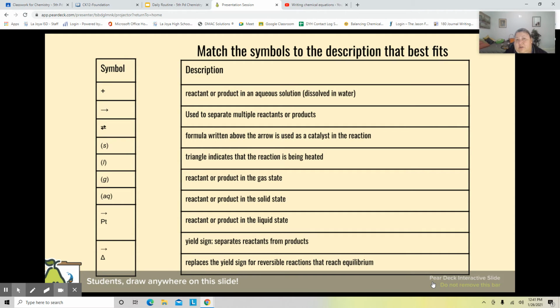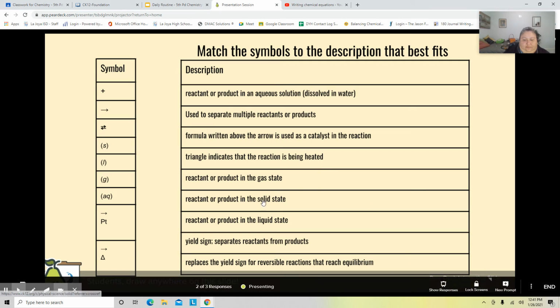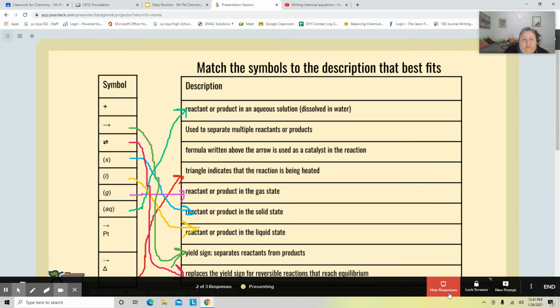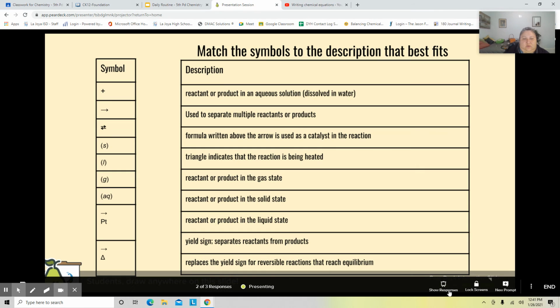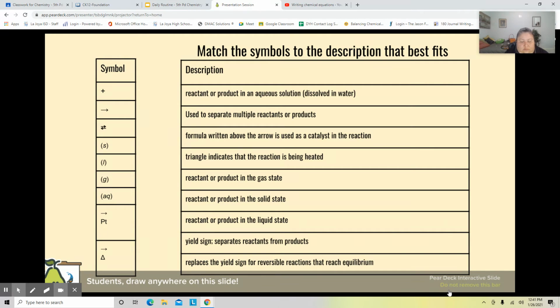Put in there your initials so I know who did what, and I can give you guys some credit. Almost done. I see only just one more. One more needs to be put in there. You're missing just 1 or 2 more. Let's give them 1 more minute to finish up.